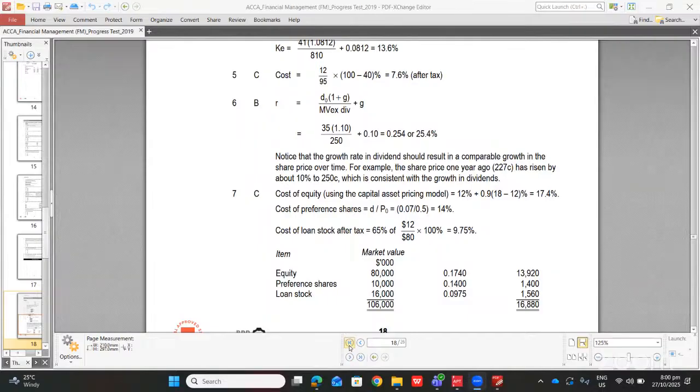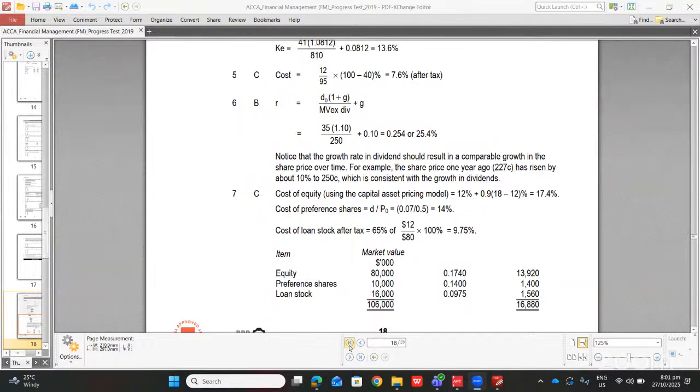The cost of the preference share, very quick as well, because it's a 7% $1 preference share, the market value is 50 cents. There's going to be the preference dividend over the market value. 7 cents, guys, on a dollar. 7% of a dollar is 7 cents over 50 cents. So that's over the market price for the preference share. 14%. Good to go.